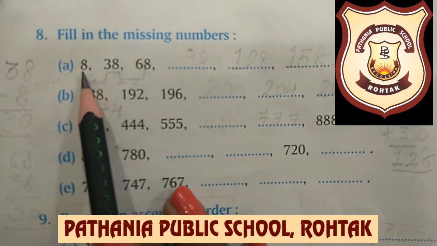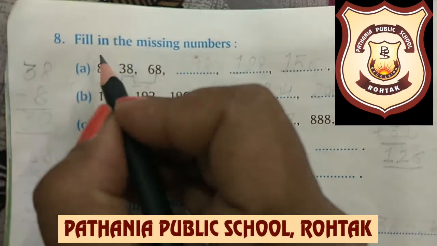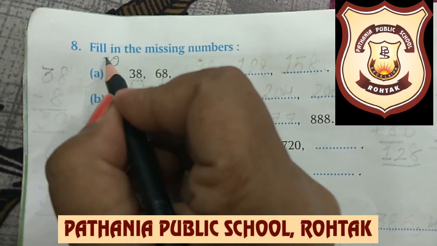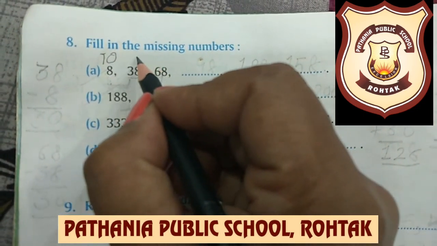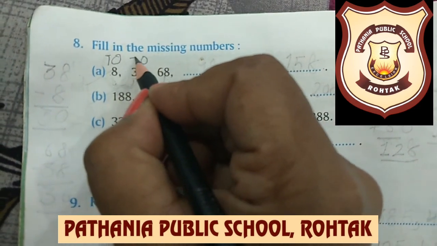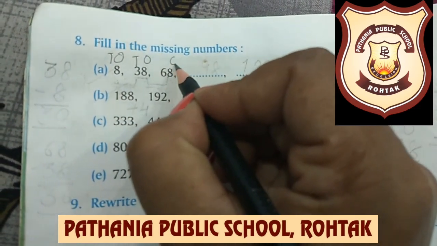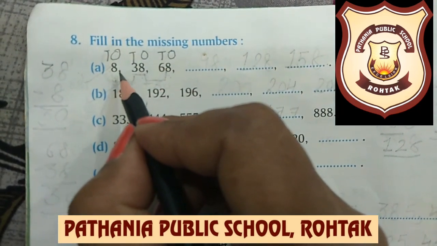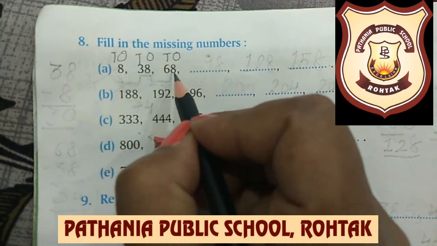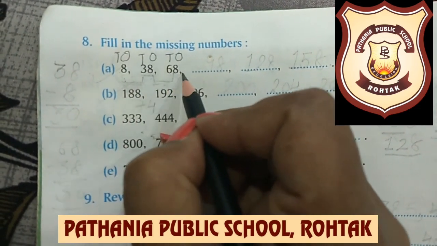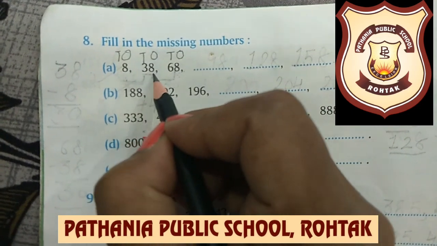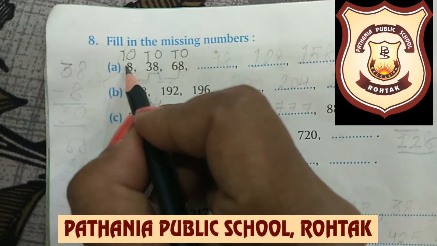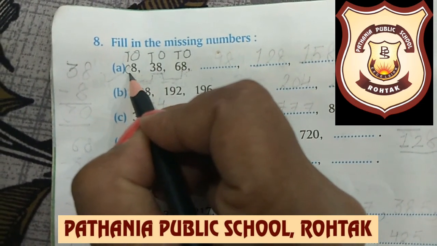And how can you identify? See, this is the ones place digit. Here at the tens place digit, nothing is there. Now this is the ones place digit. This is the tens place digit. This is the ones place digit. This is the tens place digit. So you can observe that at the ones place, the digit is the same in all the numbers. Here also 8, here also 8 and here also 8. But at the tens place digit, if nothing is there, we can write 0.